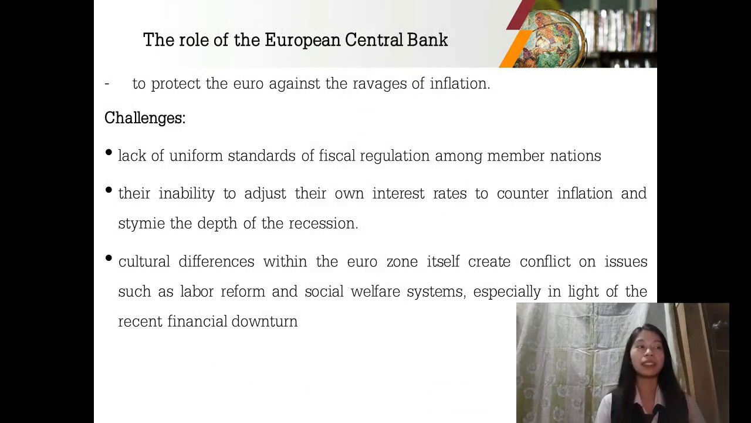The role of the European Central Bank is to protect the euro against the ravages of inflation. When we say ravages, we mean cause severe and extensive damage. And there are a lot of challenges. There is a lack of uniform standards of fiscal regulation among member nations, and their inability to adjust their own interest rates to counter inflation in a timely manner given the depth of recession. The cultural differences within the Eurozone itself create conflict in issues such as labor reform and social welfare systems, especially in light of the recent financial downturn.